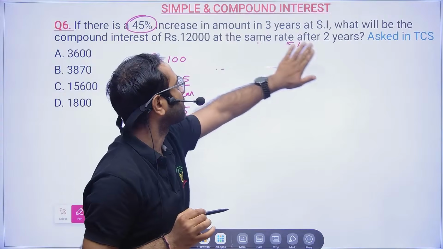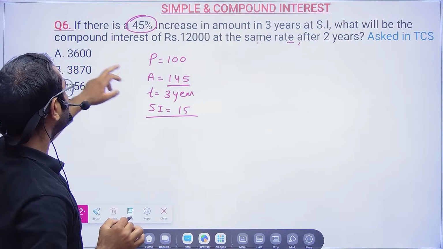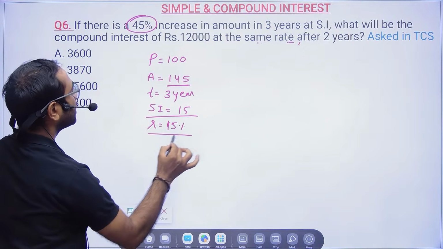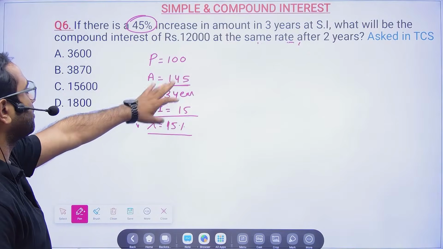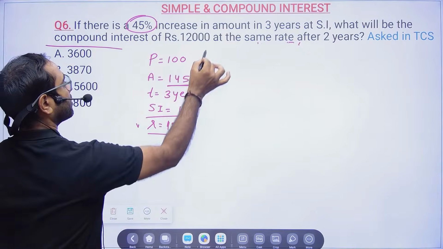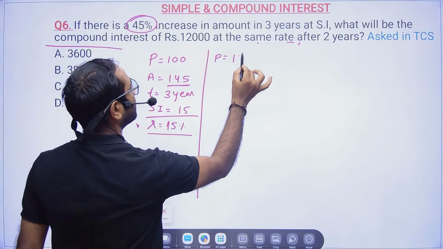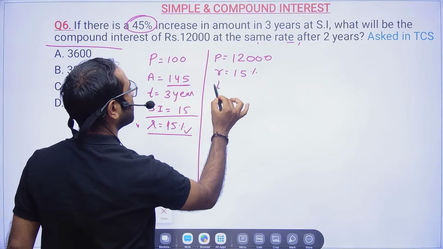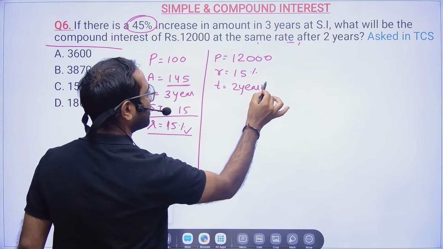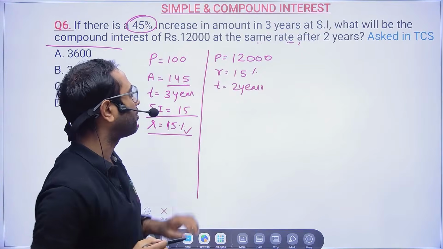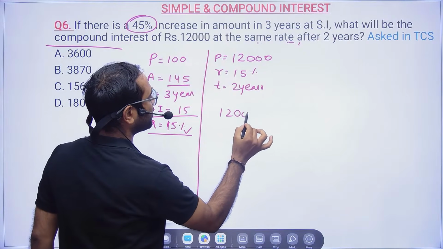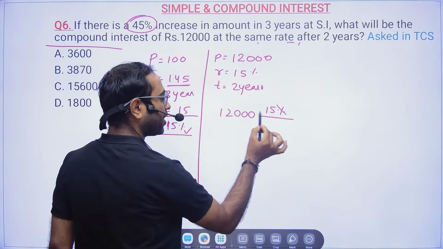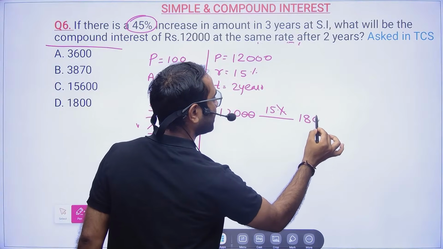Now here the rate we know, because of 45% increment in 3 years, my rate will be 15% per year. Now they're asking what will be the compound interest for 12,000. The rate is 15% and time is 2 years. Friends, here I will not suggest you use the formula. 12,000 rupees is your principal, and 15% is the interest for the first year. So 12 into 15 is 180, with the percentage taken off, so 1800.